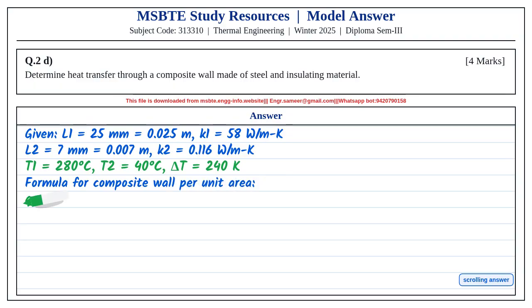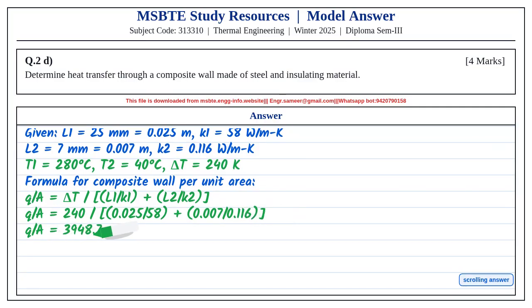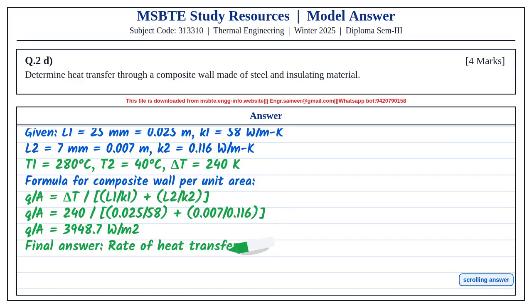For composite wall per unit area, heat transfer rate is delta T divided by total thermal resistance. Substituting the values, Q by A is 3948.7 watt per square meter. Therefore, the rate of heat transfer is 3.95 kilowatt per square meter of wall.